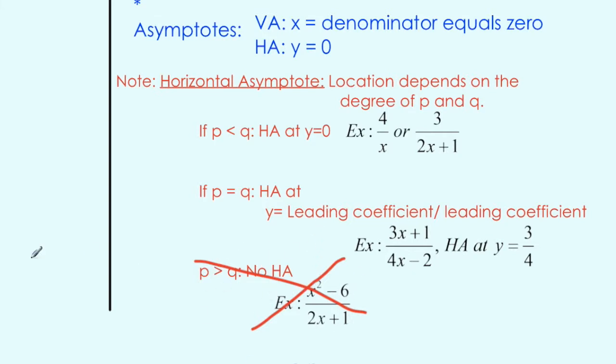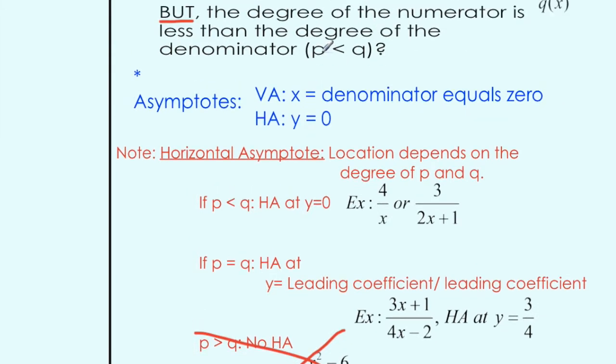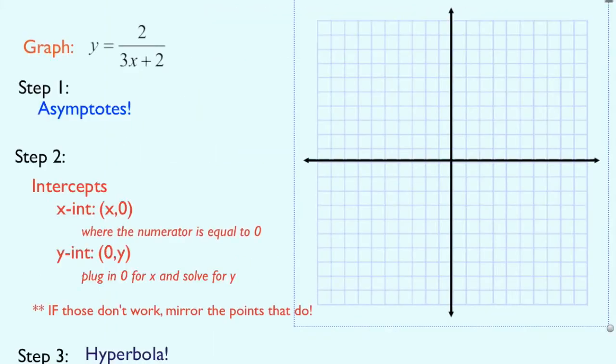The main thing I want you to take away from this slide is where the asymptotes are. If the degree of the numerator is less than the degree of the denominator, so P is less than Q, then you'll have a horizontal asymptote at y equals 0. So what does a problem like that look like? Right here, I've got the function y equals 2 over 3x plus 2.